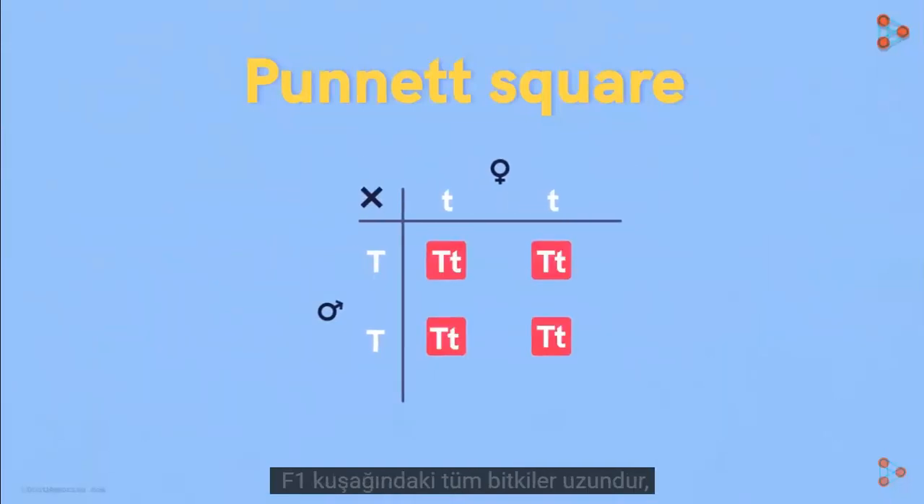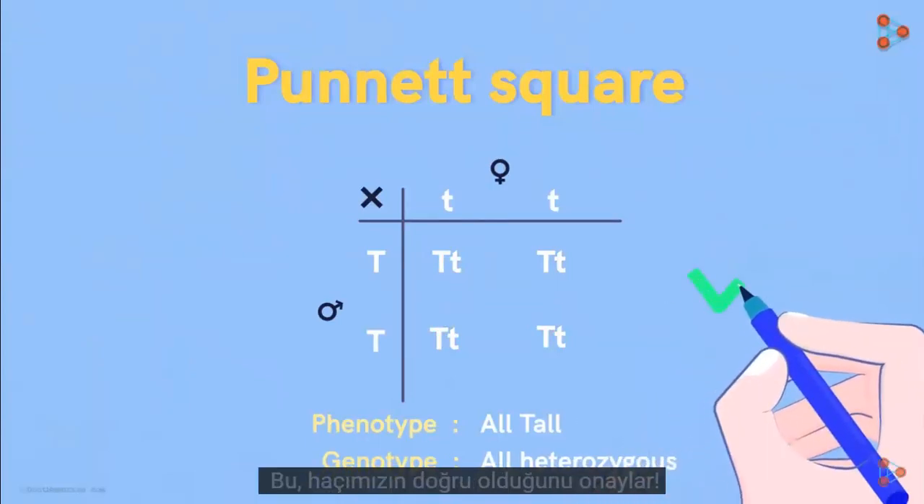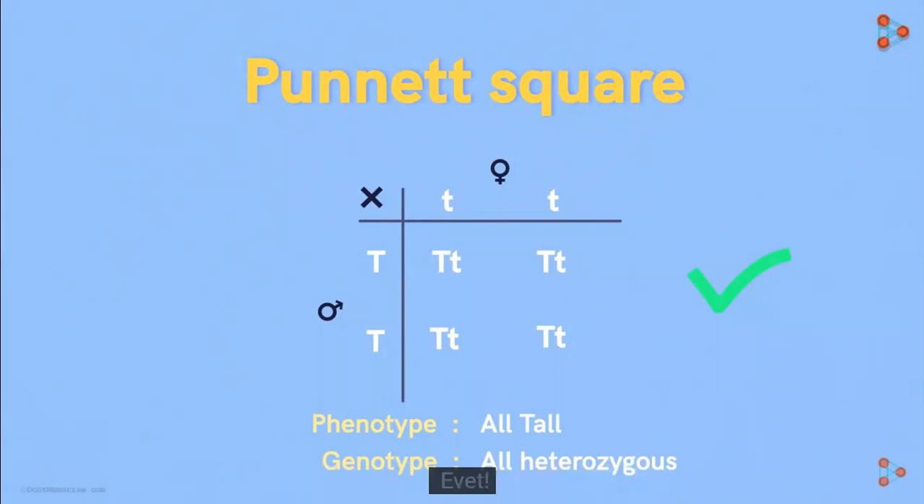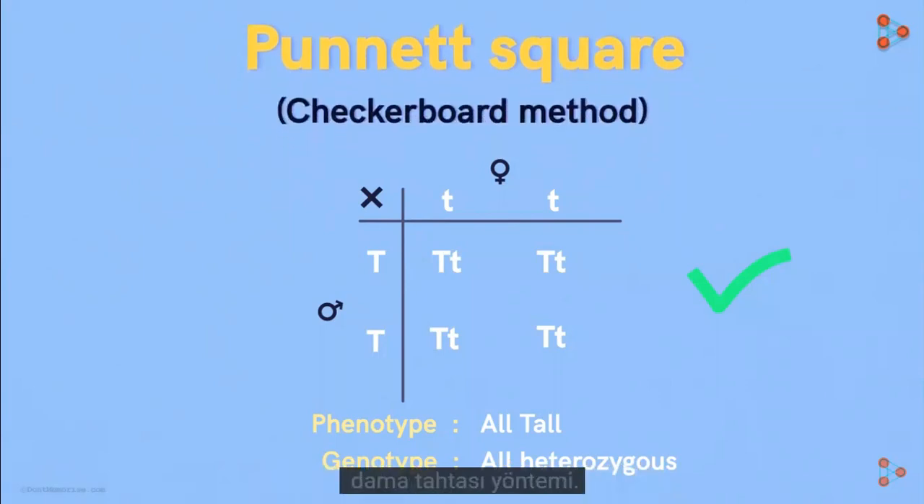All the plants in the F1 generation are tall and have the same genotype. They are all heterozygous. This confirms that our cross is correct. A glance at the presentation of this cross hints at one more name for it. Yes, this technique is also referred to as the checkerboard method. Now, let's do this cross one more time to know whether we've understood it correctly.